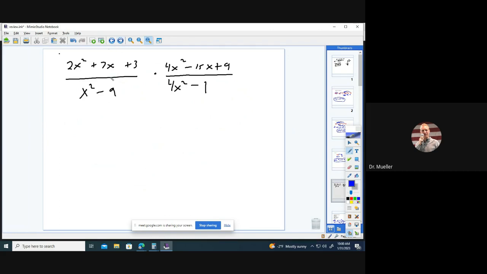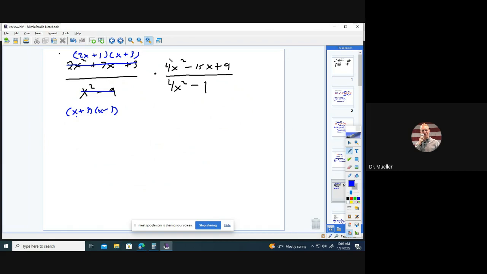And then the last one here, we have to factor everything out and then cancel what cancels. So if we start with this 2x squared plus 7x plus 3, that's going to factor to 2x and x, and then plus 3 and plus 1. So we get 2x squared plus 6x plus x plus 3. The bottom one is going to factor to difference of perfect squares. That's just x plus 3 and x minus 3.